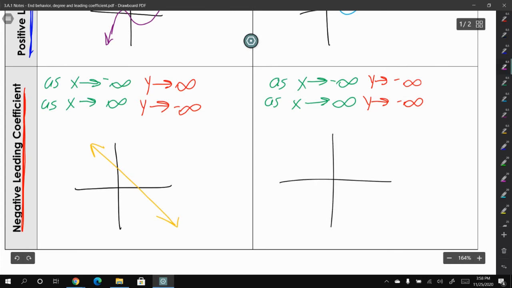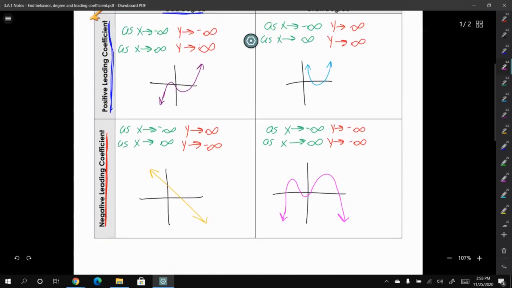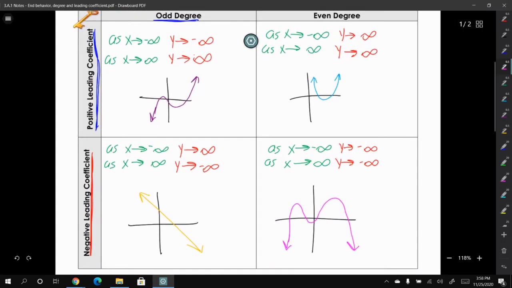So we could have something that looks like that. That would be an even degree function with a negative leading coefficient. So for this unit, this chart right here is going to be your go-to. This is something that you need to have written down and readily available to you. So make sure that this is in your notes and that you keep track of it.